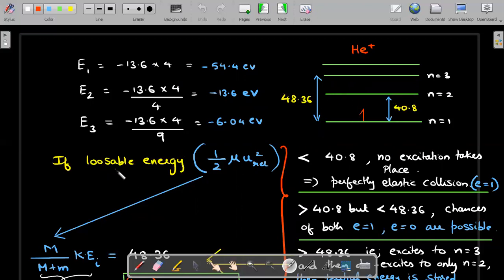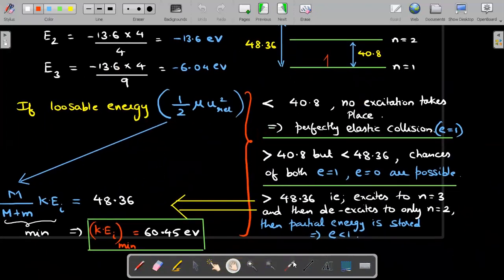Now the losable energy that I already calculated, which is half mu u relative square, can satisfy three conditions. Then three different types of collisions are possible. So let's read into that. Concentrate on the right side of the screen here. If this losable energy is less than 40.8, what does that mean? That means there is not enough energy to even excite that electron to the second state, which is the nearest state. Then no excitation takes place.